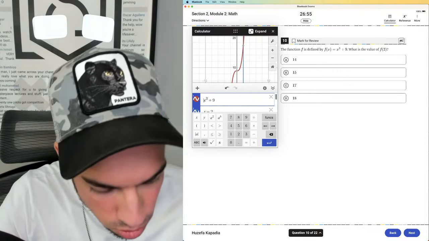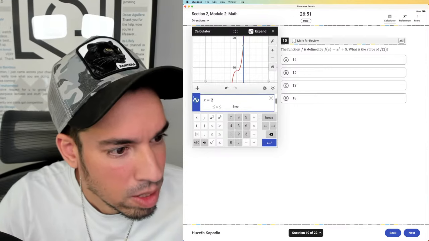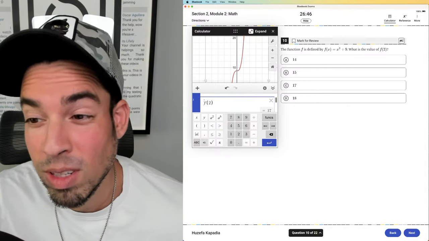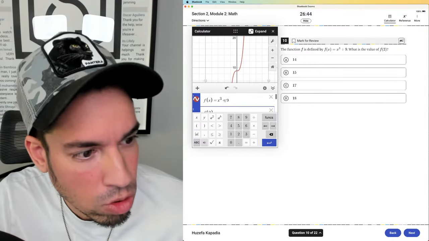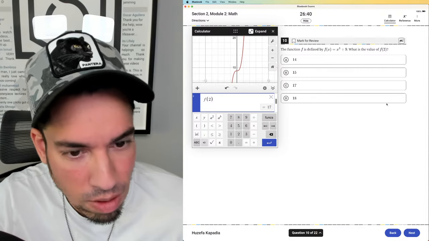Oh, the other thing you could do is this. Let me see if this works. f of x, and I think you can say literally f of 2. Yeah, you can also do it like that. If the function notation confuses you, just plug it in as is, and then you'll see, oh, and then the next line, f of 2 is 17.